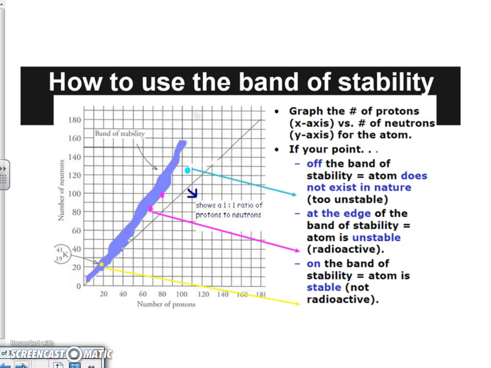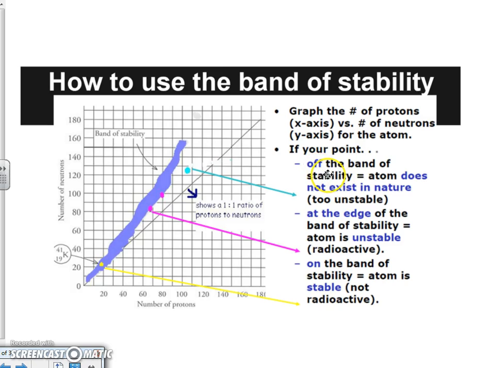So back to this, how to use the band of stability. Really, what you need to know is that our ratio here, you get this 1 to 1.5 ratio. But looking at the graph here, numbers of neutrons, numbers of protons. Notice as you get bigger and bigger, you get more neutrons than protons. And really, this should stop right at about 84. And it goes a little further than that. But it should stop at about 84 because anything beyond this is unstable.